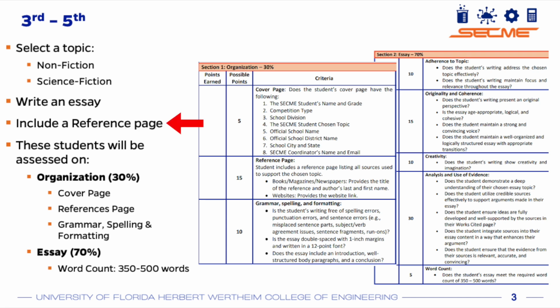In this division, students will only be scored on 2 categories. Organization being 30% of their total score, and this also includes a cover page, the reference page, as well as checking for grammar, spelling, and formatting. The essay is worth 70% of the score, and I've attached a score sheet on the right which breaks down how the 70% will be graded. This division must also remain within the word count, which is 350 to 500 words.